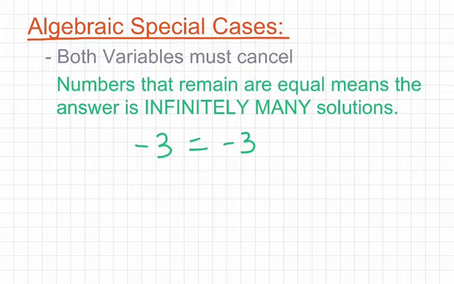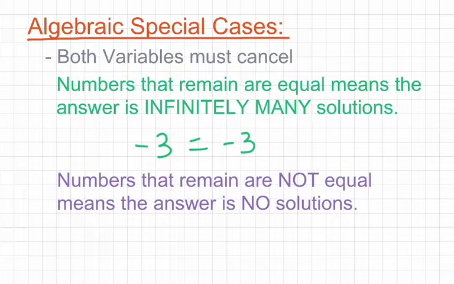However, if your numbers are not equal to each other, that's going to be no solutions. So again, if the numbers that remain are not equal, that means the answer is no solutions. So you get an answer something like 8 is equal to 7, or 15 is equal to -2, where you get numbers that are not equal to each other being set equal to each other at the bottom of the problem. That's not true, so your answer is going to be no solutions.